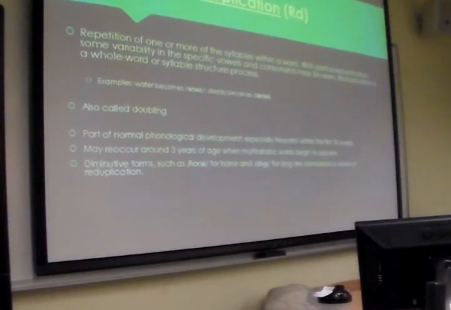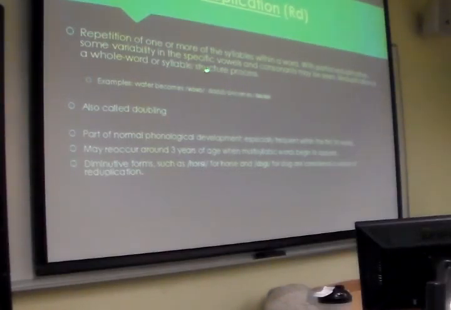So, reduplication. What you'll see on each of these slides is the name of the process, and then an abbreviated version in parentheses. I put that there so that for your exams and your projects, if you prefer to use an abbreviated version, then everybody's using the same abbreviated version. I don't have to guess what you're trying to tell me.